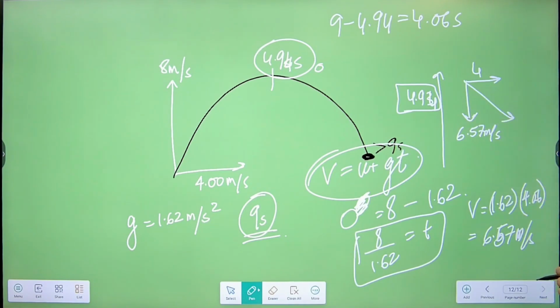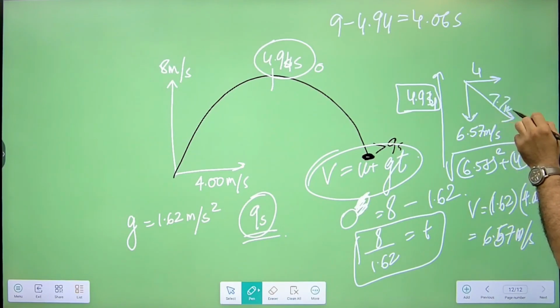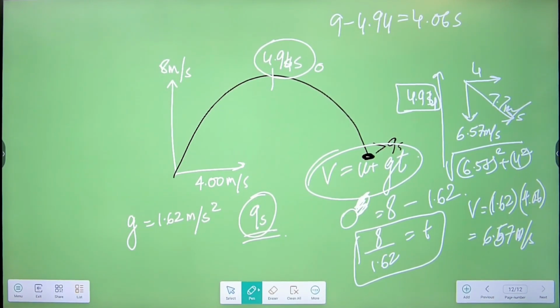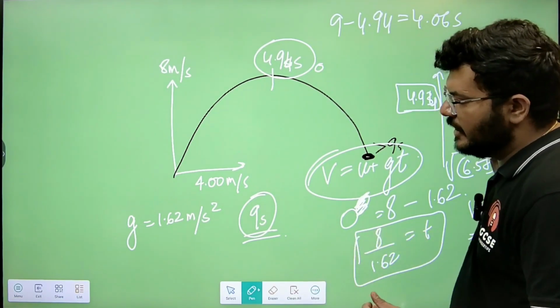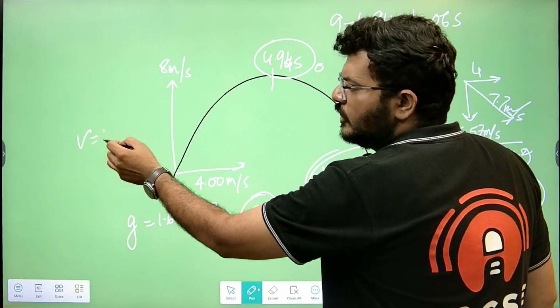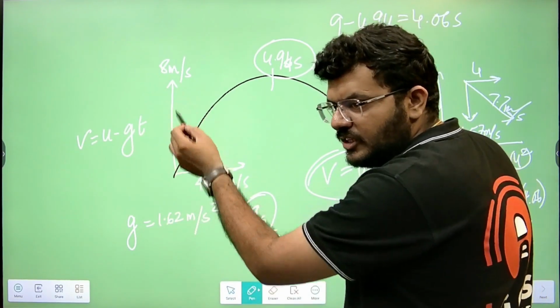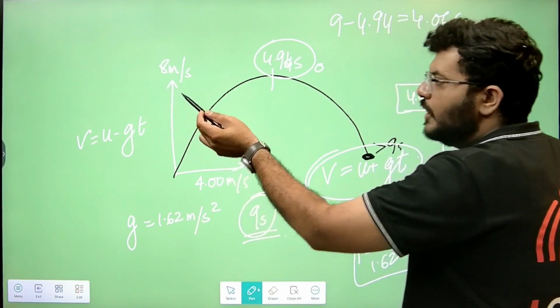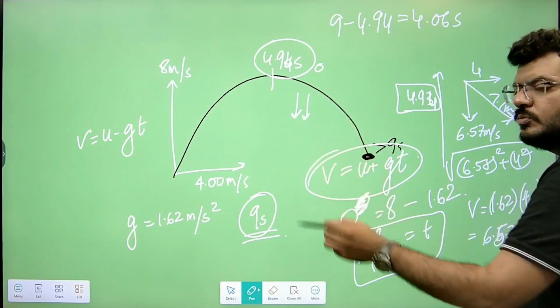You have to find this resultant, right? So 6.57 whole square plus 4, the whole thing under root, 7.7 meters per second. Is this your answer? See, in the starting you take v is equal to u minus gt because gravity is downwards and your ball is moving upwards. But here the gravity is downwards, the ball is also moving downwards.